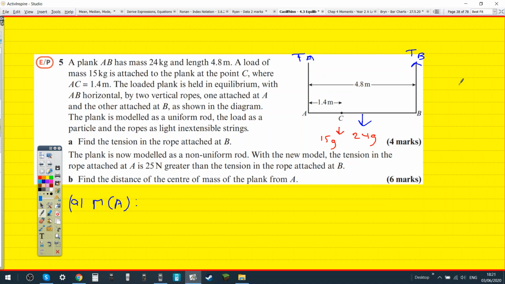So, the moment about C would be 1.4 times 15g. Yeah. So you're using the wrong words. I think that's what it is. But you're doing the right method. So 1.4 times 15g. Is that positive or negative? It's going clockwise, so positive. No. If it's clockwise, it's negative. So minus 205.8. Okay.